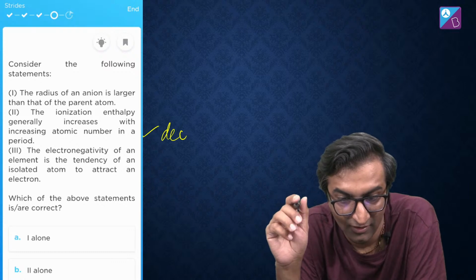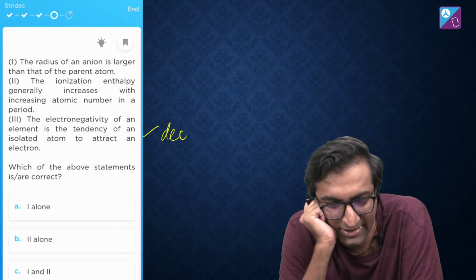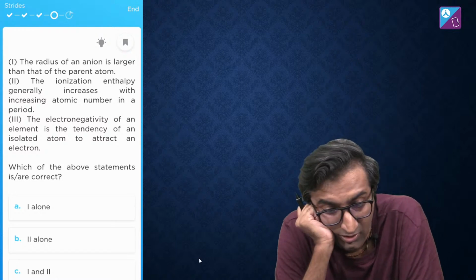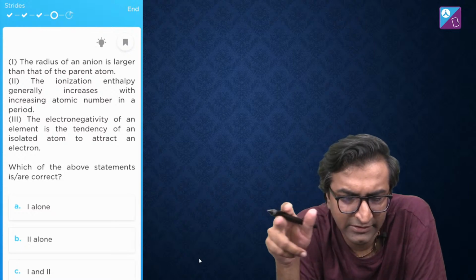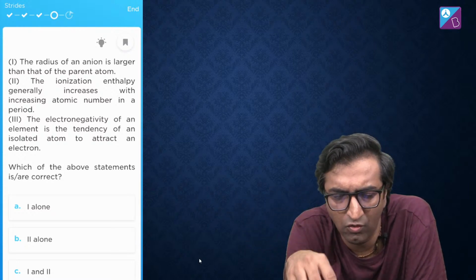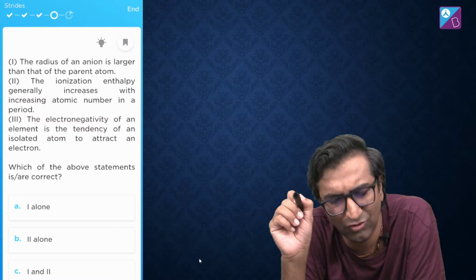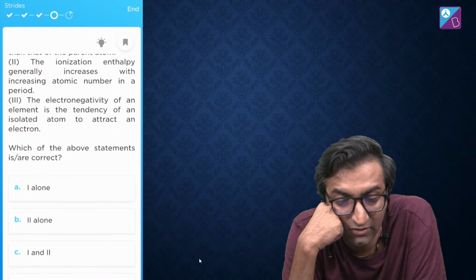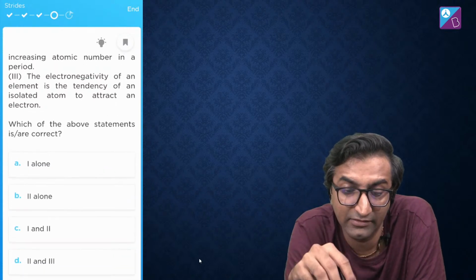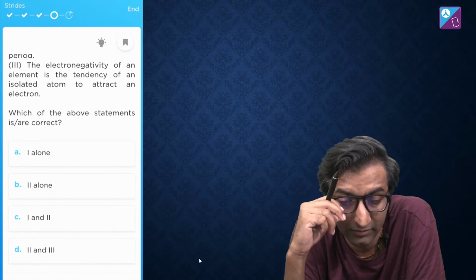Okay, let's look at the next one. Consider the following statements. Some statements are given. One: the radius of an anion is larger than the parent atom. Sounds good, this seems right to me. Two: ionization enthalpy generally increases with increase in atomic number in a period. Ionization enthalpy increases, yes, okay. Atomic number, no. Two is shady. In a period, no, it's okay. Two seems right. Three: electronegativity of an element is a tendency of an isolated atom to attract an electron. Electronegativity, no, that is not electronegativity. Three is wrong, bro. Three seems wrong to me.